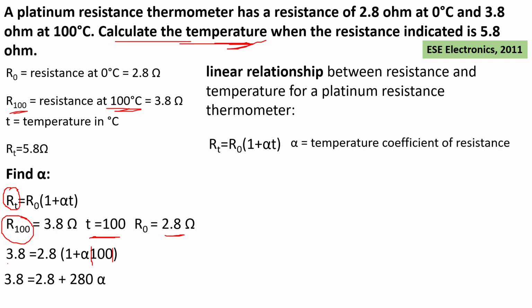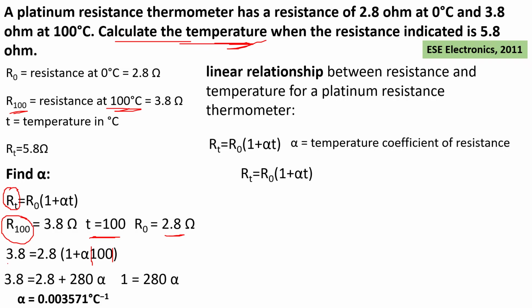Then it will become 280 alpha equal to 3.8 minus 2.8, which is 1. So 1 equal to 280 alpha, and alpha equal to 1 divided by 280, which is equal to 0.003571 degree Celsius to the power minus 1.